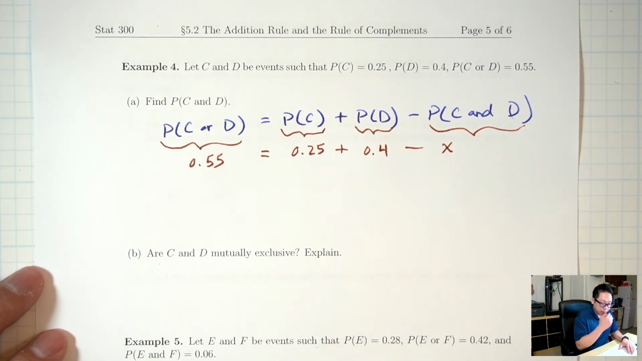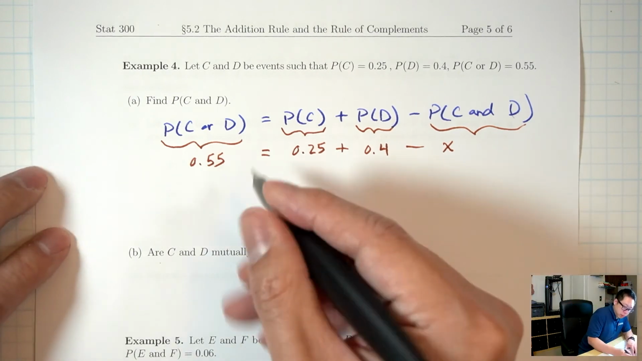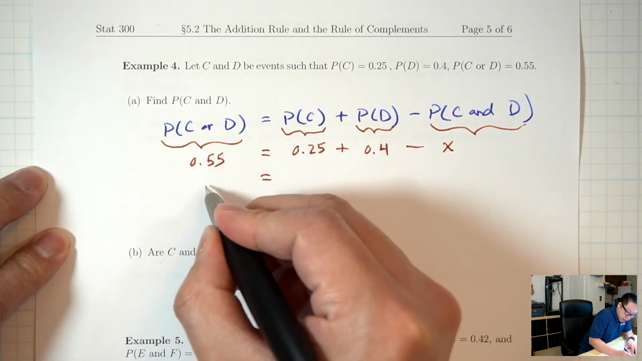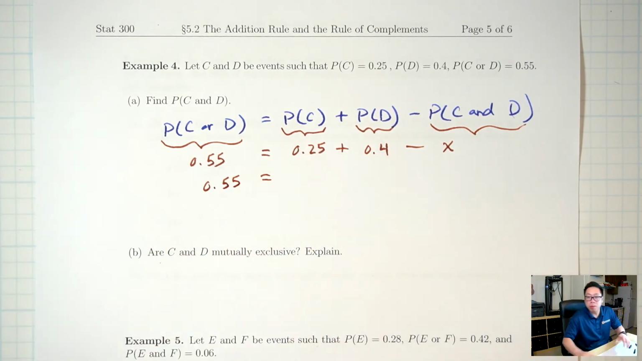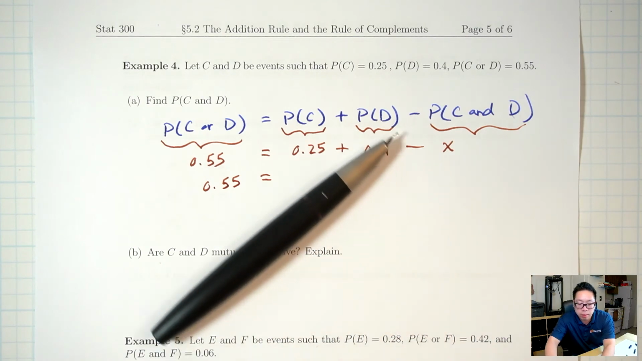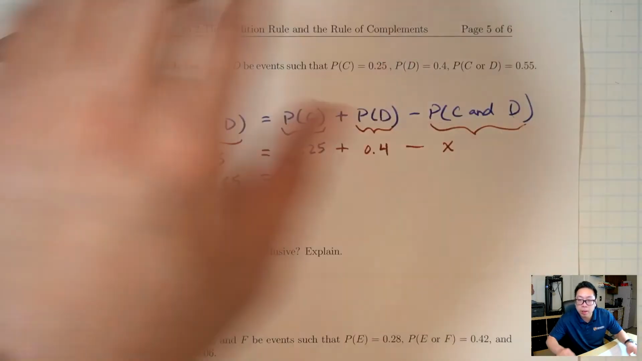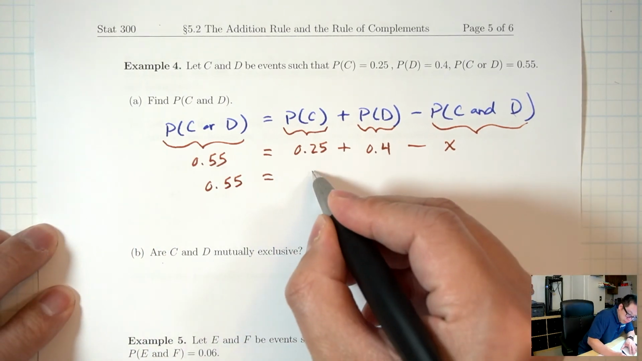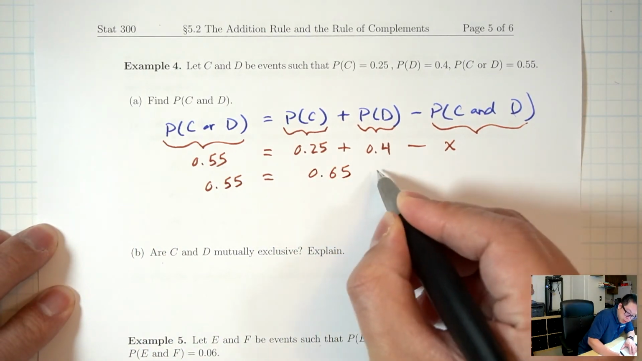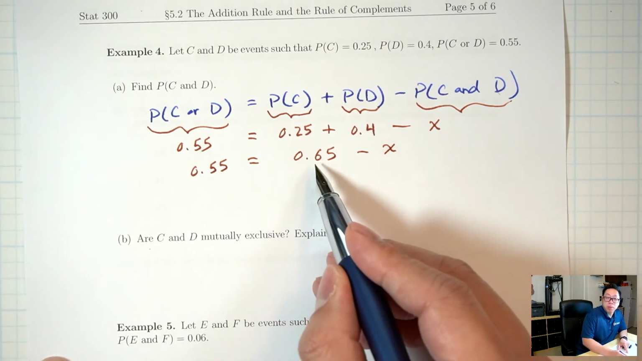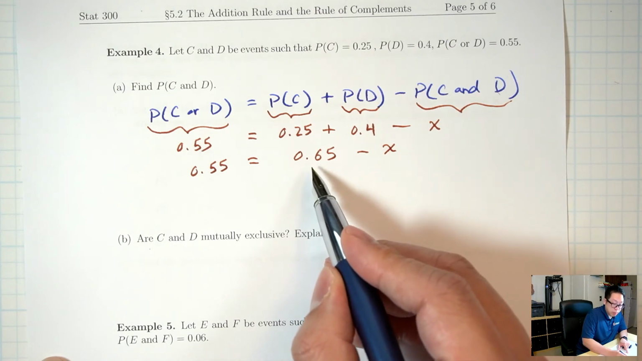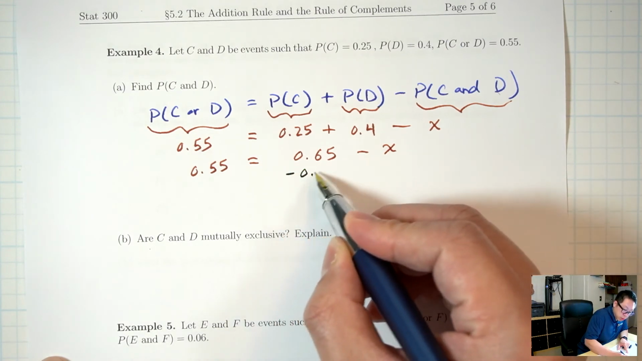So let me start off by simplifying on the left side and right side first. Left side, I can't do anything, so that's 0.55. Right side, I can actually combine those. So 0.25 plus 0.4 is 0.65. And then I still have the minus X. Now, I want to get the X by itself, so what should I do to both sides? To get the X by itself, I need to get rid of this 0.65. To get rid of this 0.65, I'm going to subtract. So we're going to subtract 0.65 from both sides.